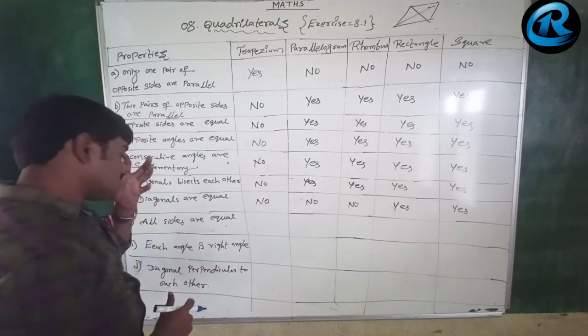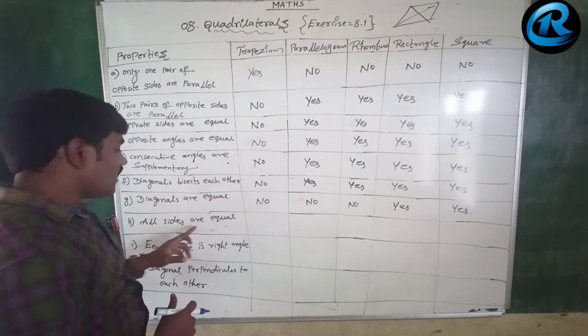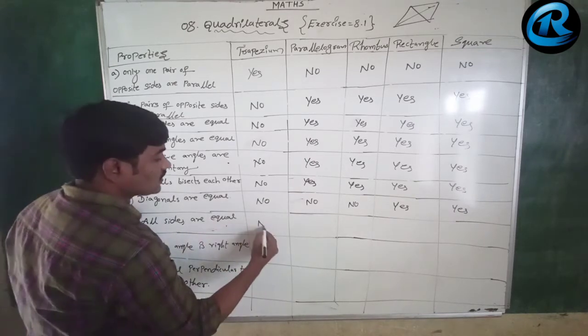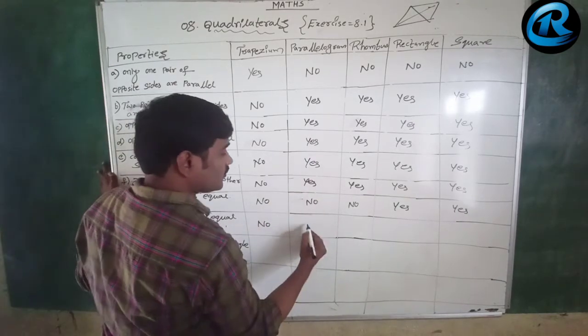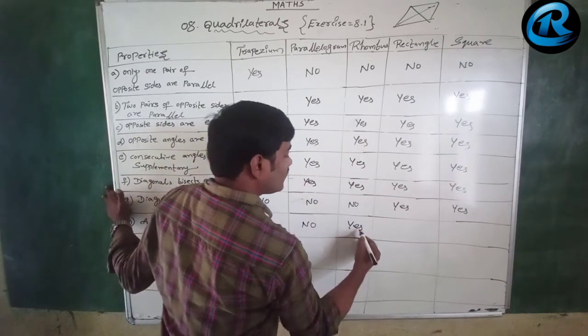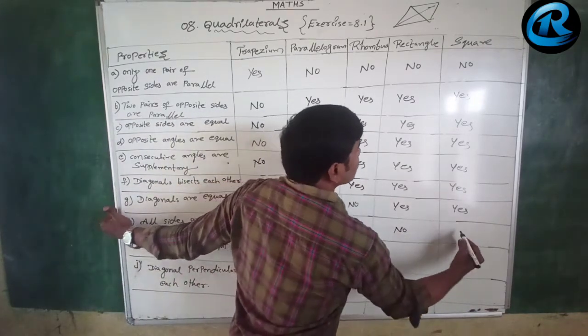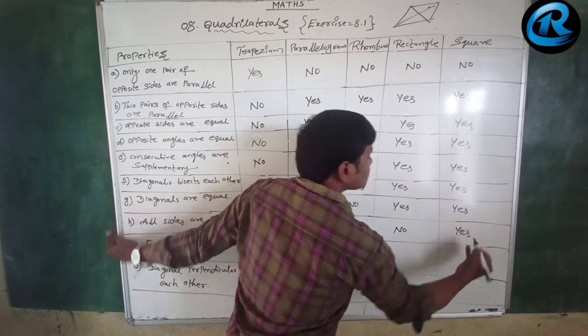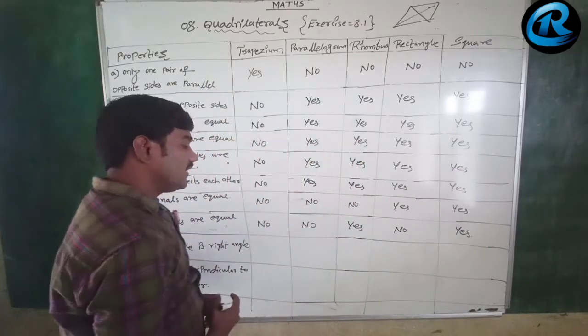All sides are equal. No, here all sides are not equal, only opposite sides are equal. So no. Here rhombus, yes, all sides are equal. Rectangle, no, all sides are not equal. Square, yes, all sides are equal in length.